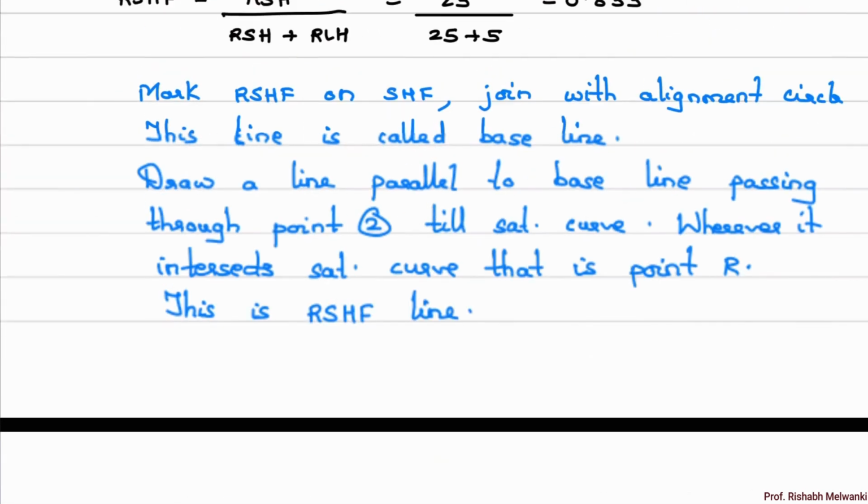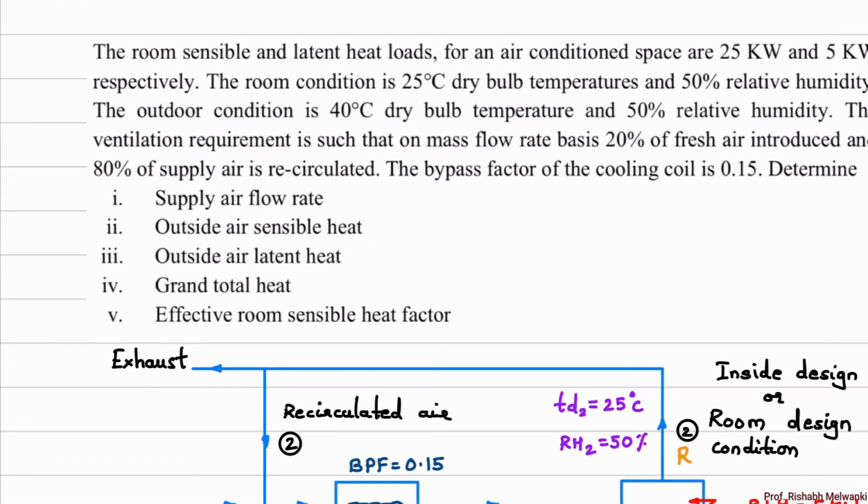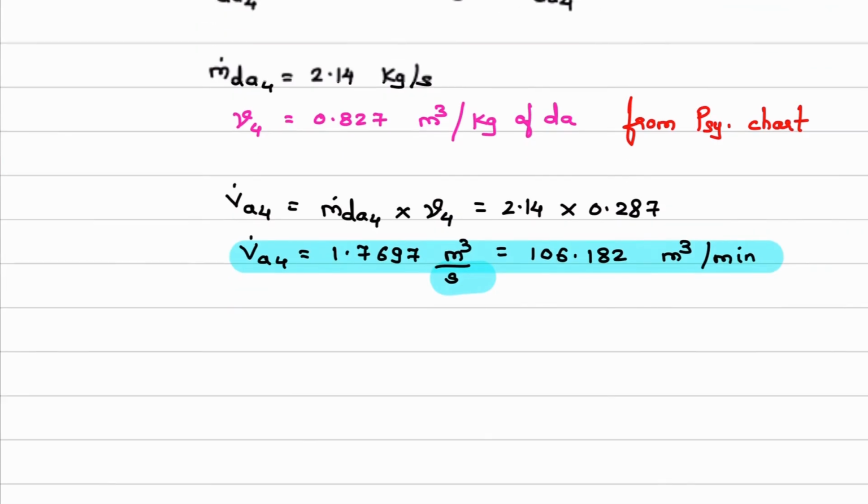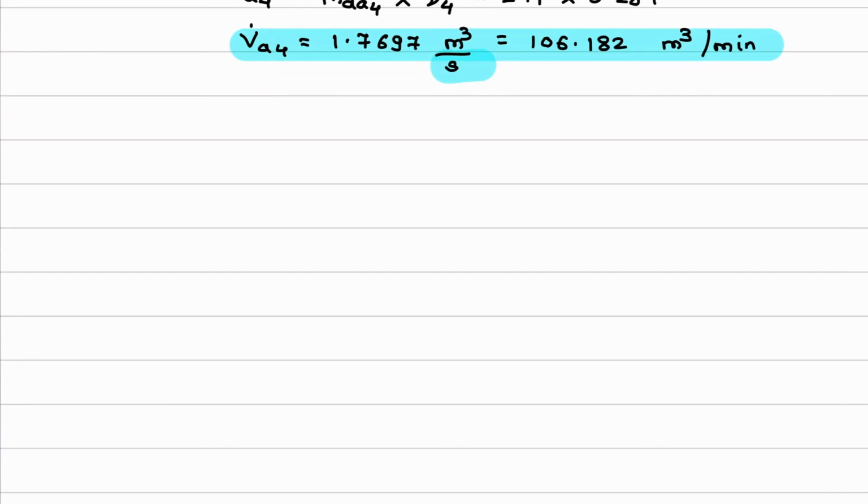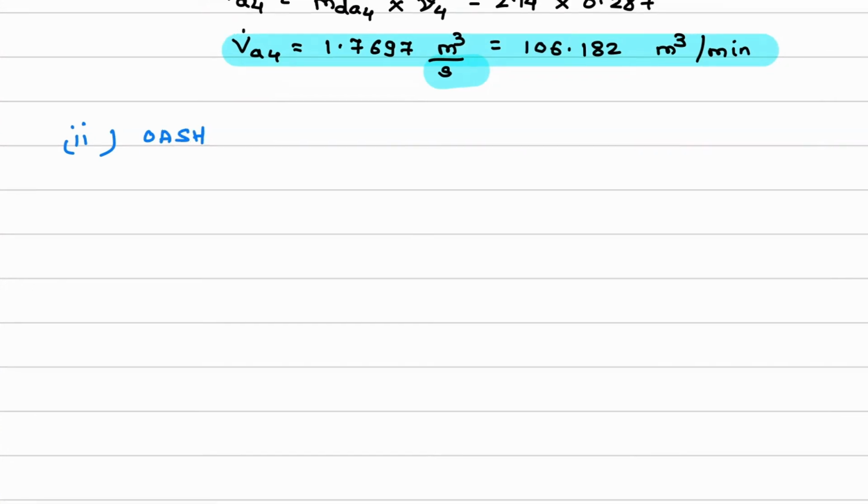Now next question, we have to find outside air sensible heat, outside air latent heat, grand total heat and ERSHF. So we will solve this in sequence. Second sub question is outside air sensible heat. So what is the equation of outside air sensible heat, OASH? It is equal to m dot dA1 into HA minus H2. This we have already seen the equation.